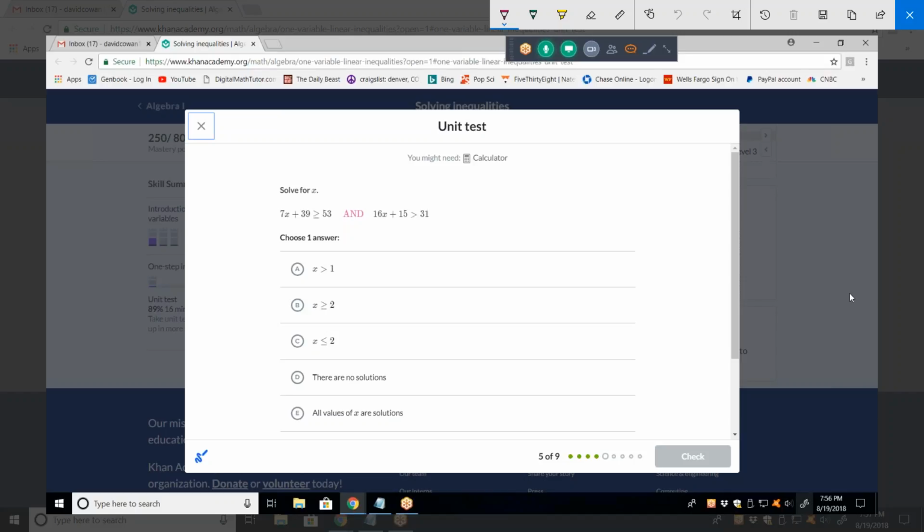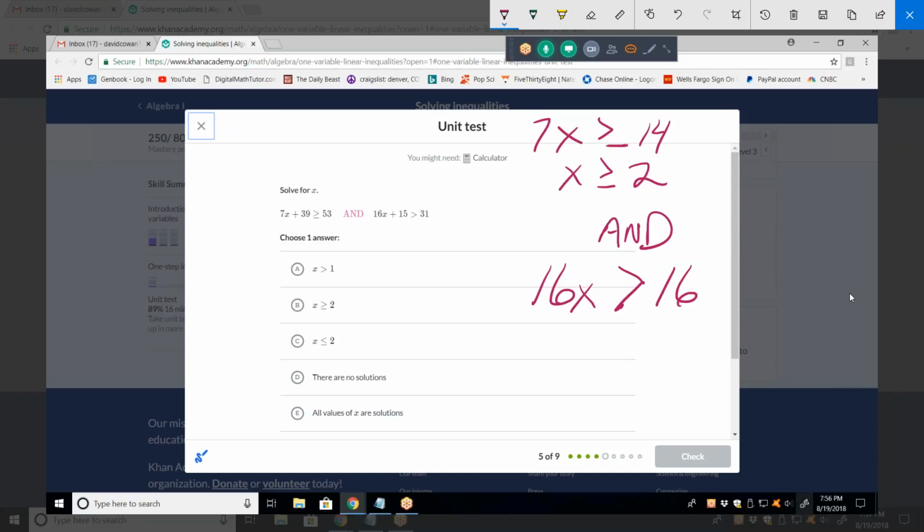Let's solve them. What's the first one going to give us? 7x is greater than or equal to 14. I can do some of these in my head. Which means x is greater than or equal to 2. And 16x is greater than 16, which means x is greater than 1.